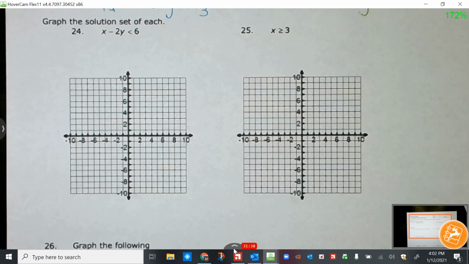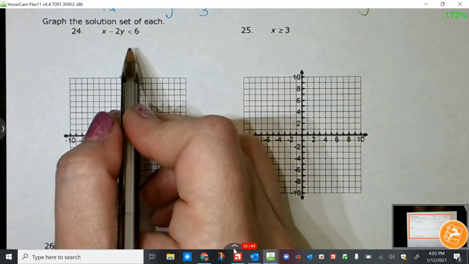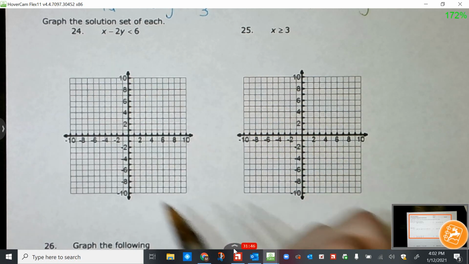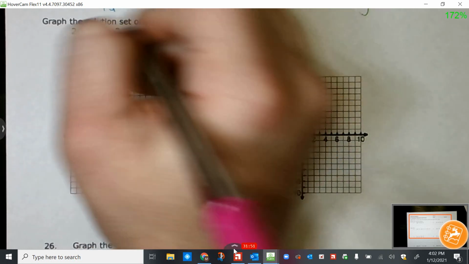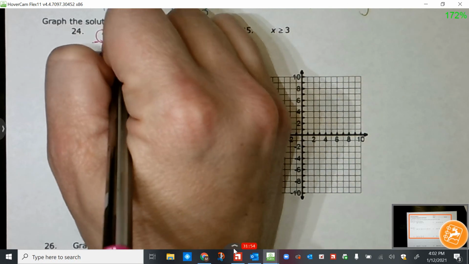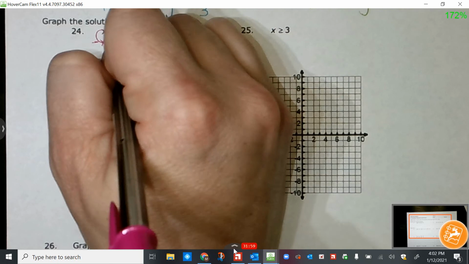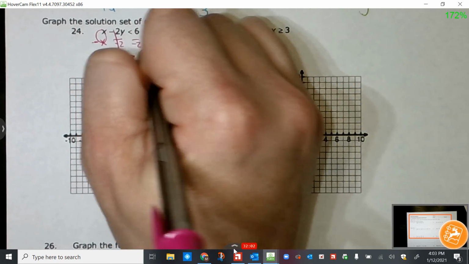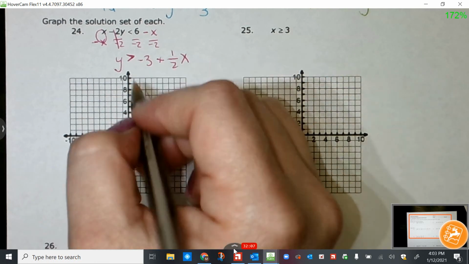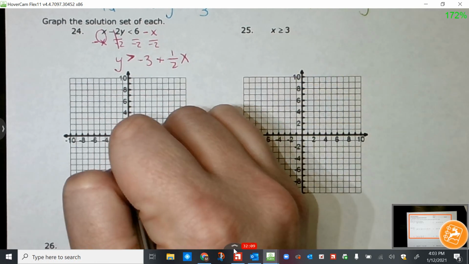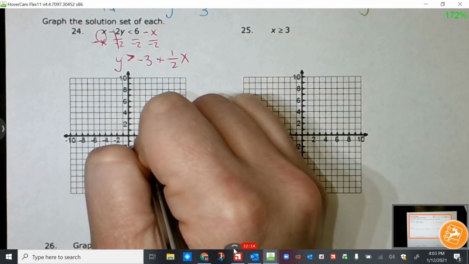I know it's been a while. There's 2 ways to do this. You can solve for y, which is what I'm going to do just because this is a simpler one. Minus x, and then I have to divide everything by negative 2. When you divide by a negative, you have to flip your symbol. So I have y, negative 3, 2 negatives makes a positive 1/2 x. So I know that I'm going to start at negative 3, that's my y-intercept. And my slope is rise 1, run 2, rise 1, run 2.